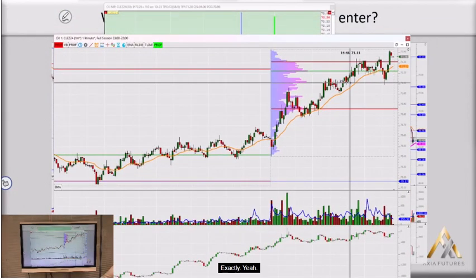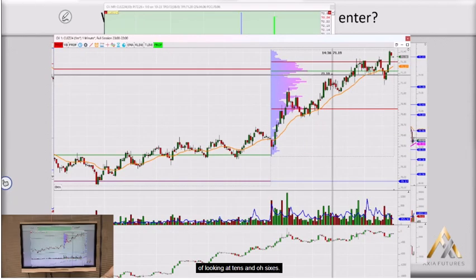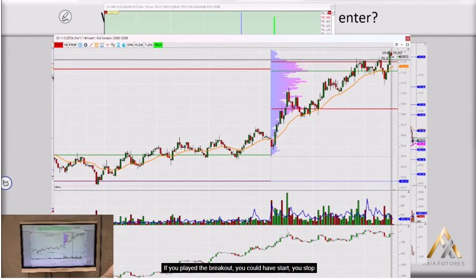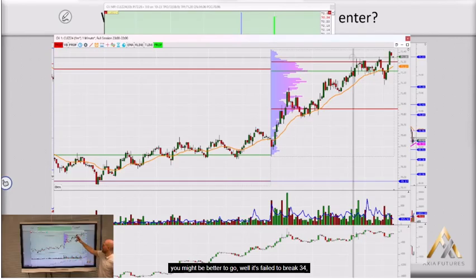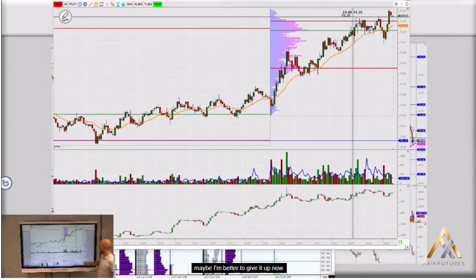Exactly. Yeah, you could now start looking at 10s and 06s. If you played the breakout, you could have stuck your stop above 34. You're now trading back down to 24, 20. So it's once again struggled up there, which does suggest that, if it's going to go, it's going to take a bit longer to do this and then finally go. So it's then really a question of how much do you fancy 70s? Because you could see it back down towards 10 before it goes. And if you're not comfortable with seeing that, then you might be better to go, well, it's failed to break 34. Maybe I'm better to give it up now.